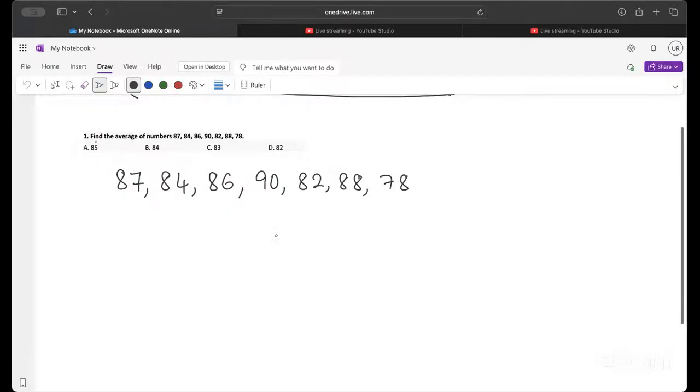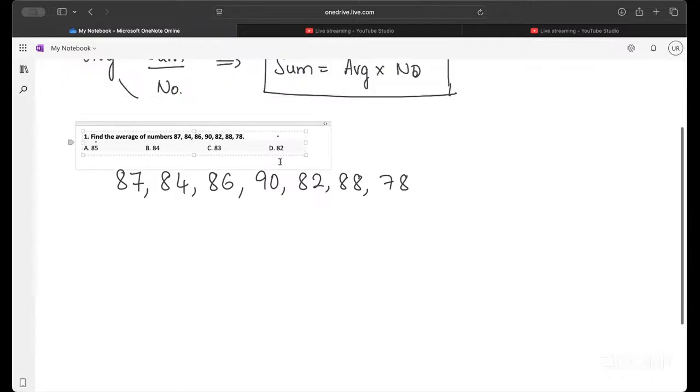Right. So here, all the values are close to 80, right? So don't add all of them. Don't add all of them and then divide. See here we have 1, 2, 3, 4, 5, 6, 7 values. Now, don't add all of them because the number is going to be big.